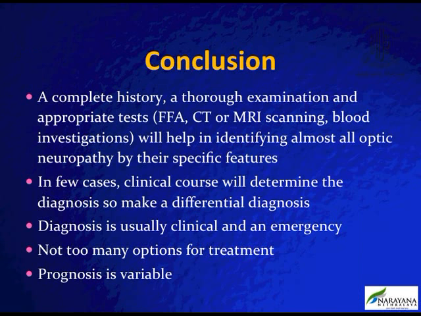So basically, to conclude, a complete history, a thorough examination and appropriate tests will help in identifying almost all neuropathies by finding out their specific features. In a few cases, the clinical course will determine the diagnosis, so as to make a differential diagnosis, like optic neuritis: if it develops a macular star, this is neuroretinitis, etc. Diagnosis is usually clinical, and in certain cases an emergency like an AION. There are not too many options for treatment except in selected cases, and prognosis is highly variable. Thank you.